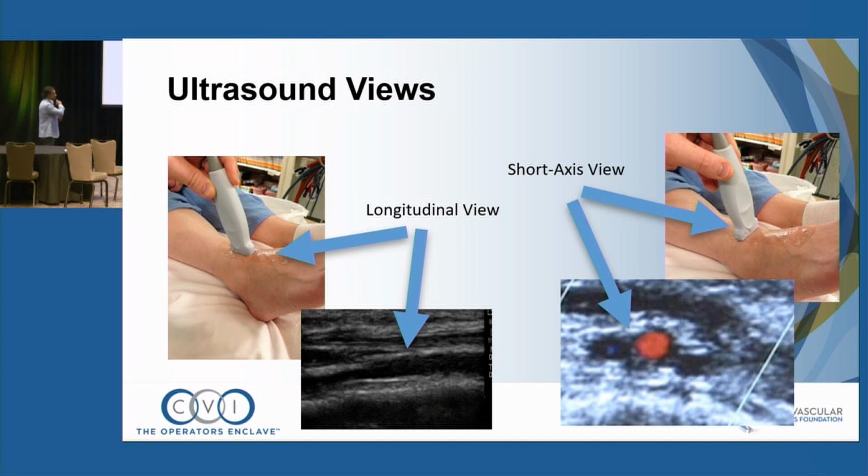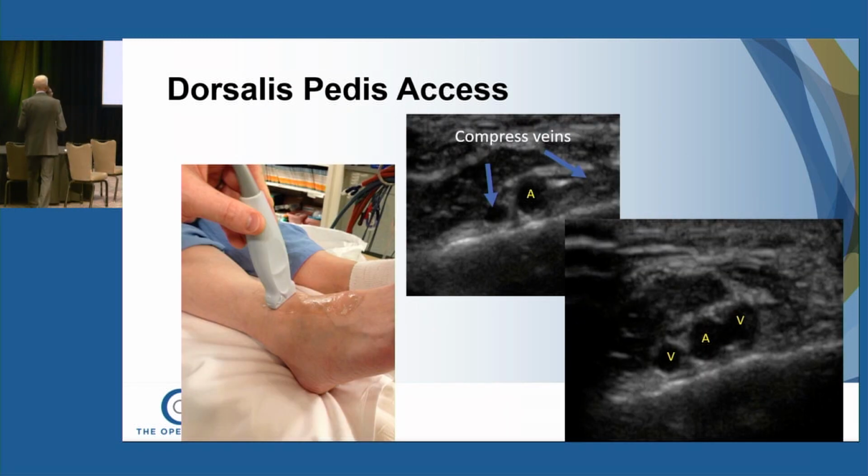So that's what the dorsalis pedis is going to look like. It's going to be the little circle in the middle and then 2 veins on each side. You can also tell that as you compress, the veins will compress. Now, you can easily compress the dorsalis pedis artery, so don't compress super hard. You'll just kind of know because those are the 2 next to it.